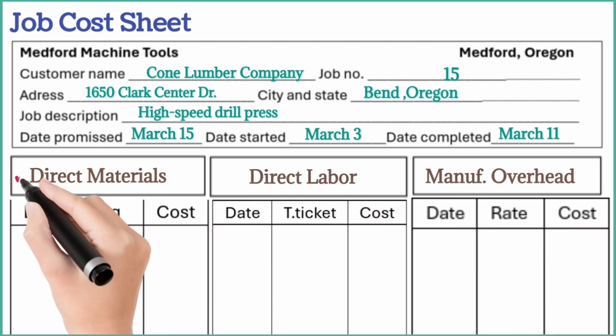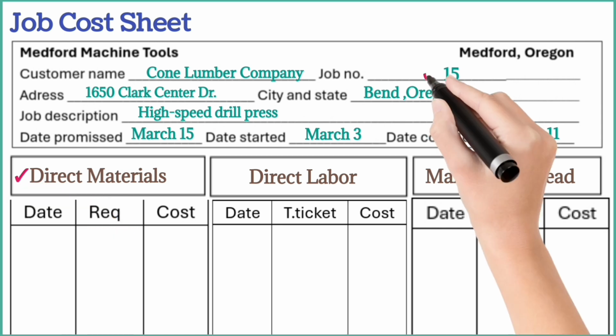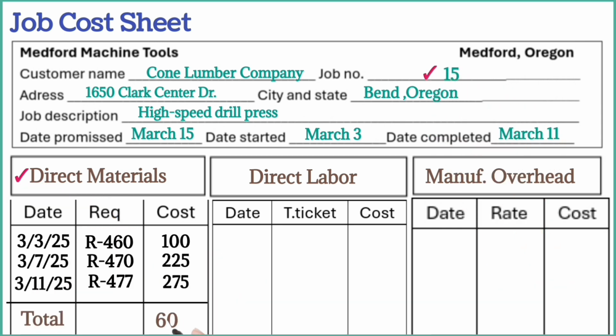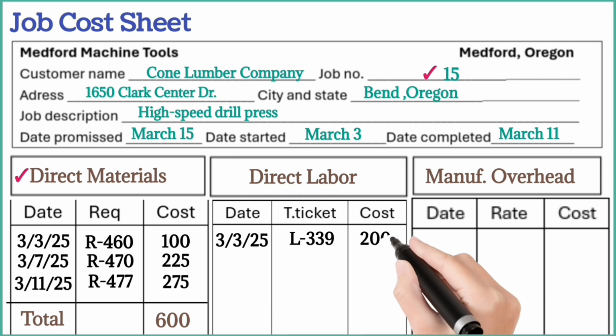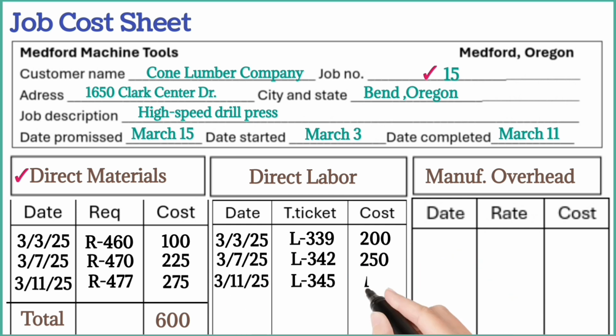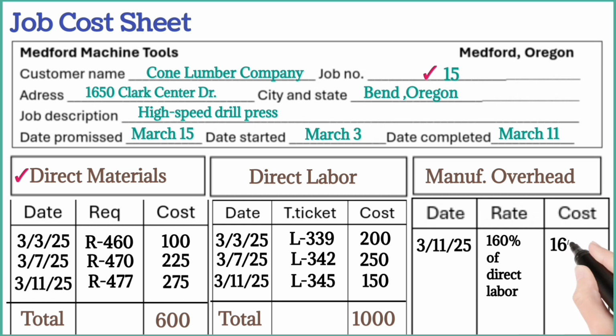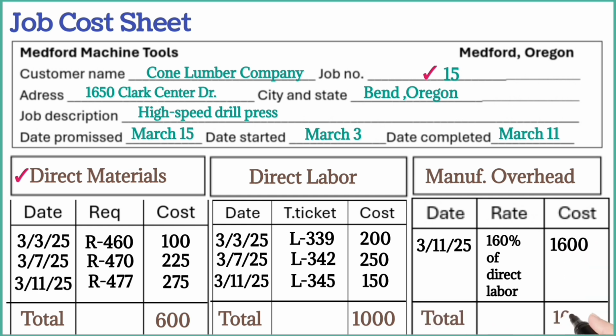The job cost sheet shows that the direct materials added to job number 15 on 3 different dates totaled $600. The 3 entries for direct labor costs totaled $1,000. In addition, Medford charged manufacturing overhead costs of $1,600 to the job.